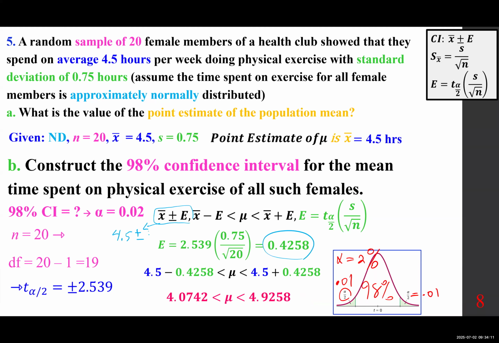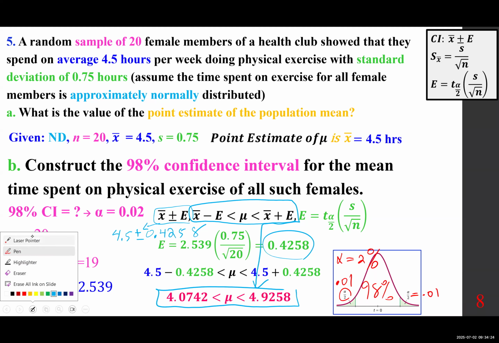The E is 0.4258. Sometimes they ask you for this format, and that's how you answer. So pay attention to the format they ask you. Okay? And so we are 98% confident that the true population mean is somewhere between these two numbers for this case.